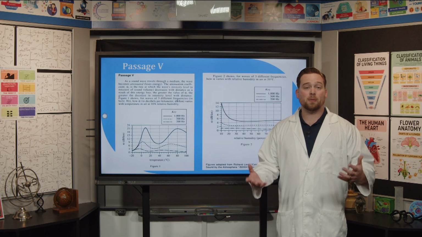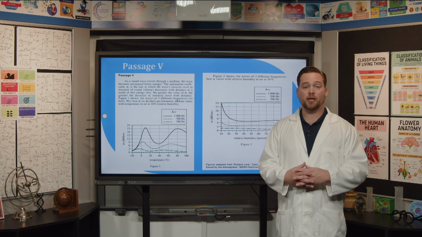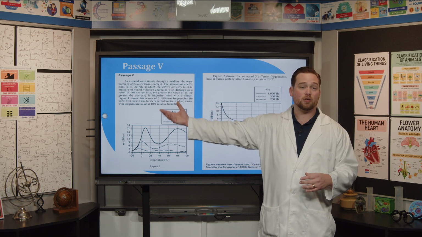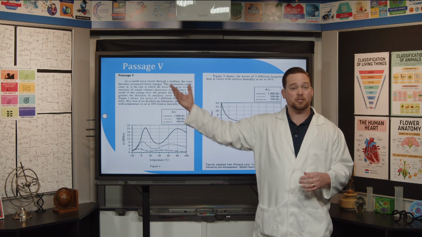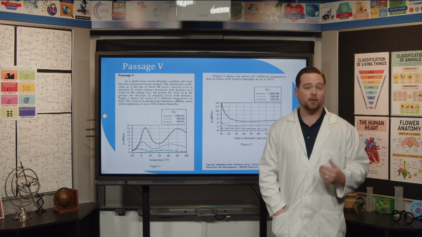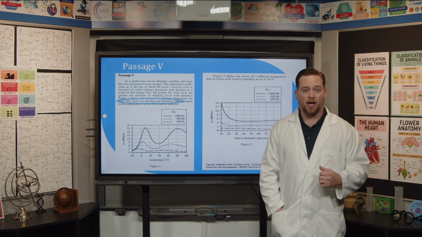Okay, so this is passage 5. What's going on here? Well, you can see that there's a description of what's happening. This is kind of giving you some background information on the passage, and then we've got a couple of tables to go along with it. Okay, are there any other clues that might be helpful for identifying these?